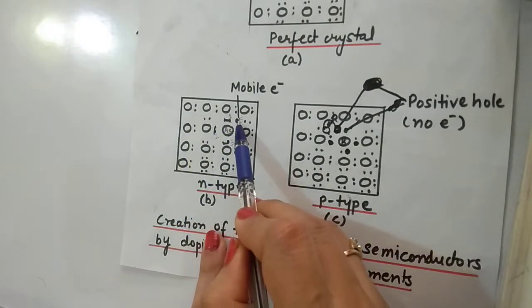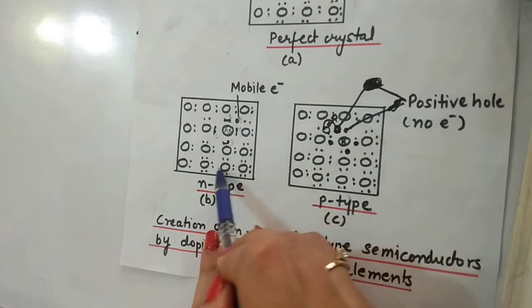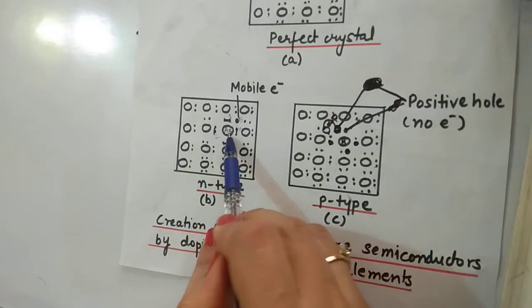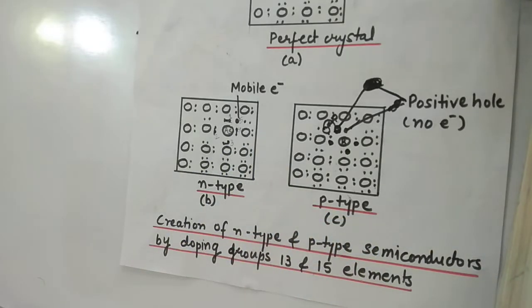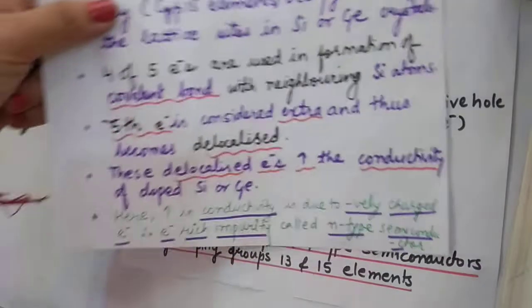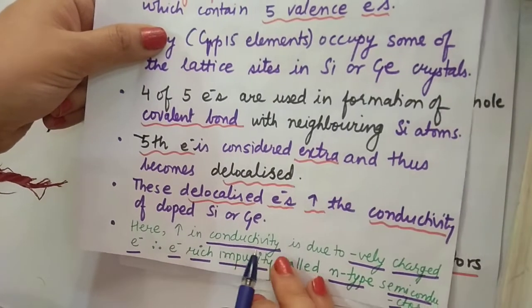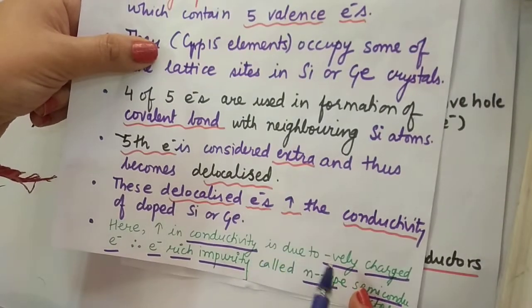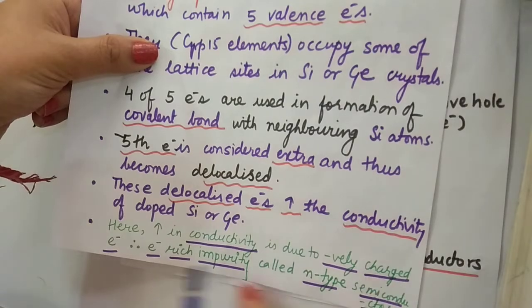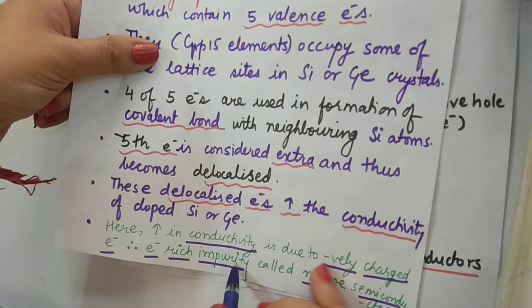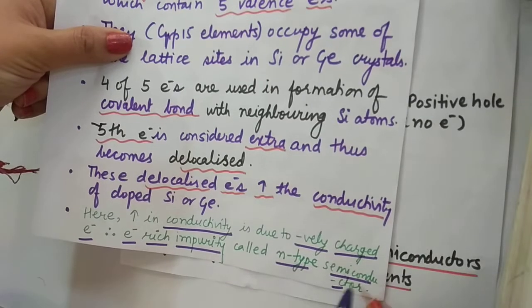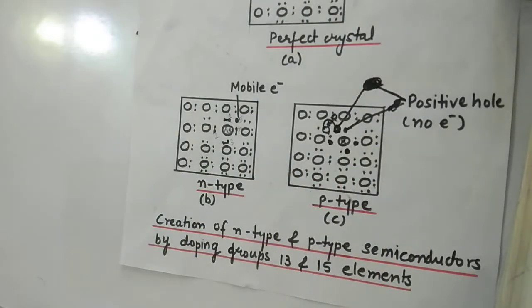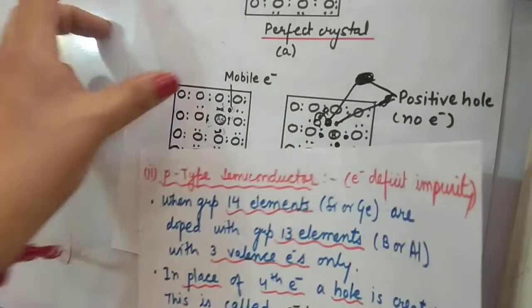So when this electron is delocalized due to doping, then due to the movement of this electron, there is electrical conductivity that is observed in N-type semiconductors. As the conductivity increases in semiconductors due to negatively charged electrons, that is electron-rich impurity, it is called N-type semiconductor. Now next type is P-type semiconductor.